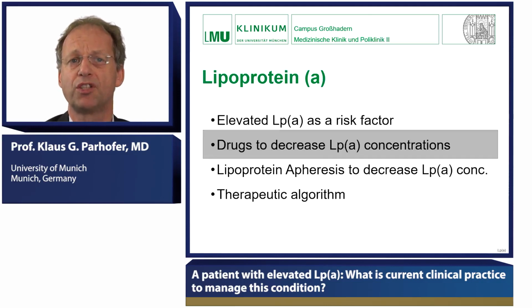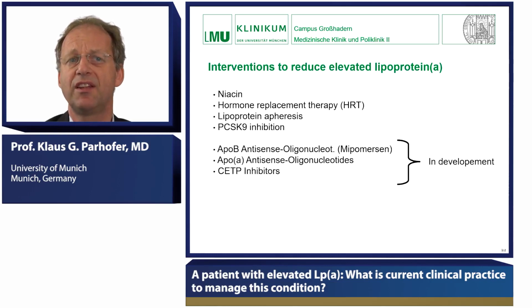Now, what options do we have to decrease elevated lipoprotein(a) concentrations? Here you can see that there's a number of drugs and substances and approaches that have been shown to decrease elevated lipoprotein(a) concentrations. As you can see, there's niacin, there's hormone replacement therapy, there's lipoprotein apheresis, of course, and there's the relatively new PCSK9 inhibition, which can also, in addition to decreasing LDL cholesterol, decrease lipoprotein(a).